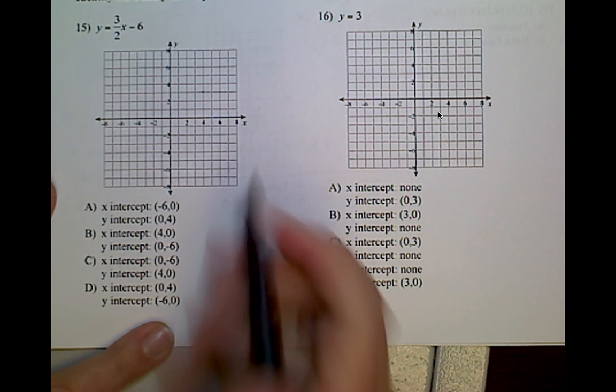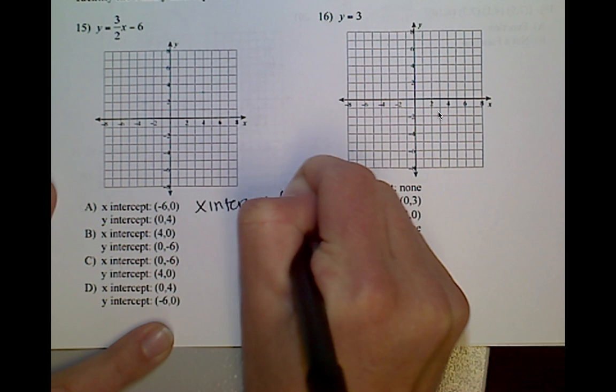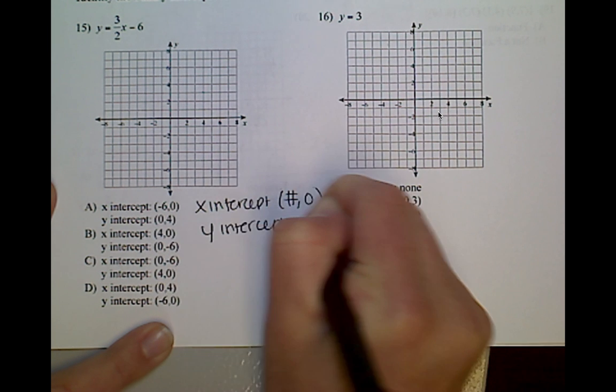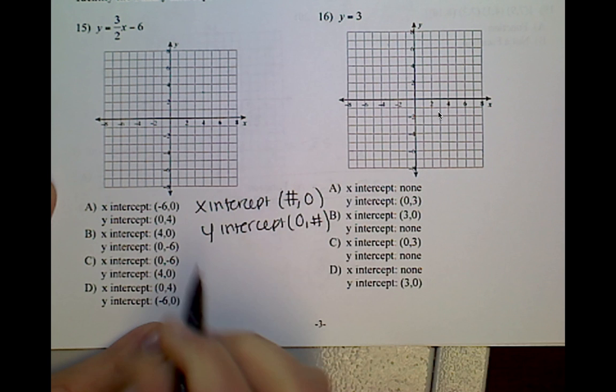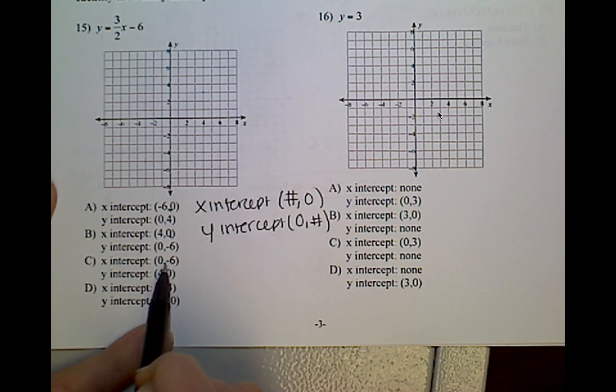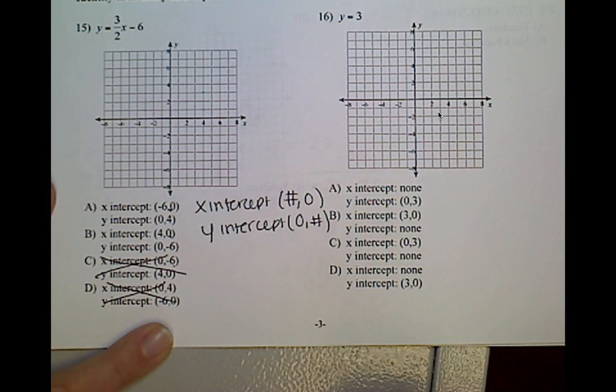Looking at this, we know that for x-intercepts, the y part is 0, and for y-intercepts, the x part is 0. So I'm looking at this, I'm looking for the y part to be 0. Good, y part 0, good, y part 0, good. Y part is not 0, y part is not 0, okay? So now I'm just down to a 50-50 chance, okay?